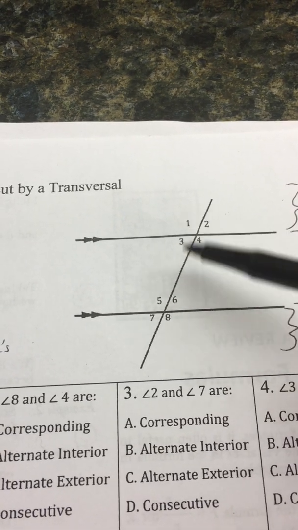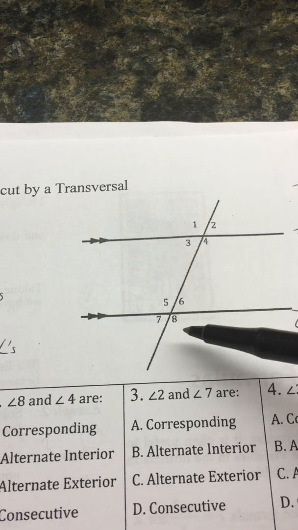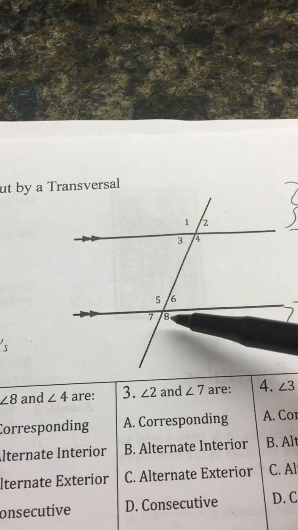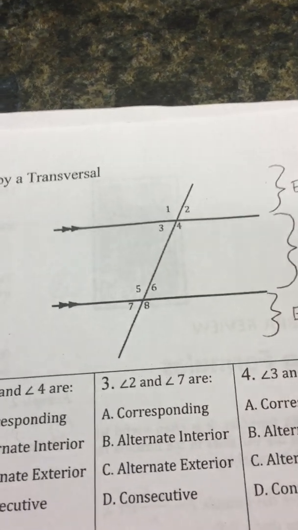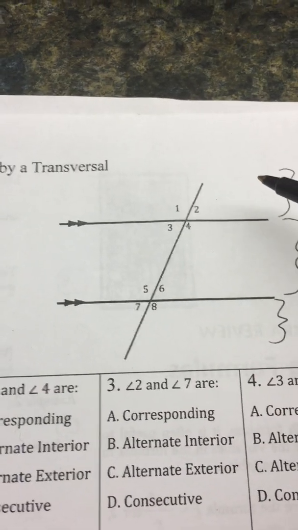1 and 8 are not corresponding angles. That one's in the upper left, this one's in the lower right. 4 and 8 are corresponding. 1 and 5 are corresponding. So they have to be in the same relative position in the intersection to be called corresponding angles.